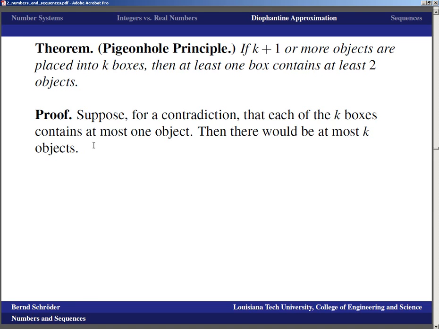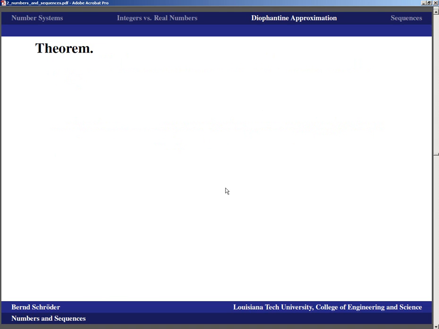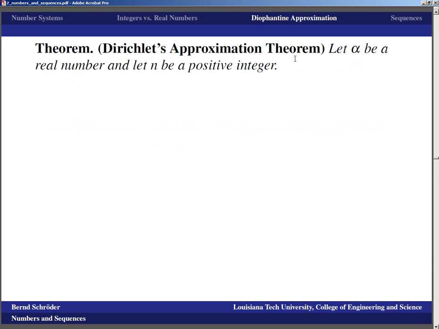Well, then there would be at most k objects, right? K boxes times at most one object, but k is strictly smaller than k plus 1, and here's our contradiction. And that's it. Okay, so proofs can be fairly simple. This proof, however, was a down payment to what is called Dirichlet's approximation theorem.